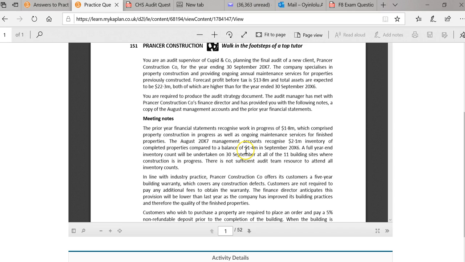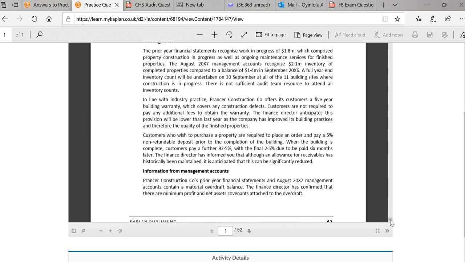So that's the first thing. I want to be able to carry out some procedures. My response is very much about what happened post year end. Were you able to sell it for 2.1, or is it just overstated? That's the language I'm constantly using. But we'll see as we mark your work in a second.